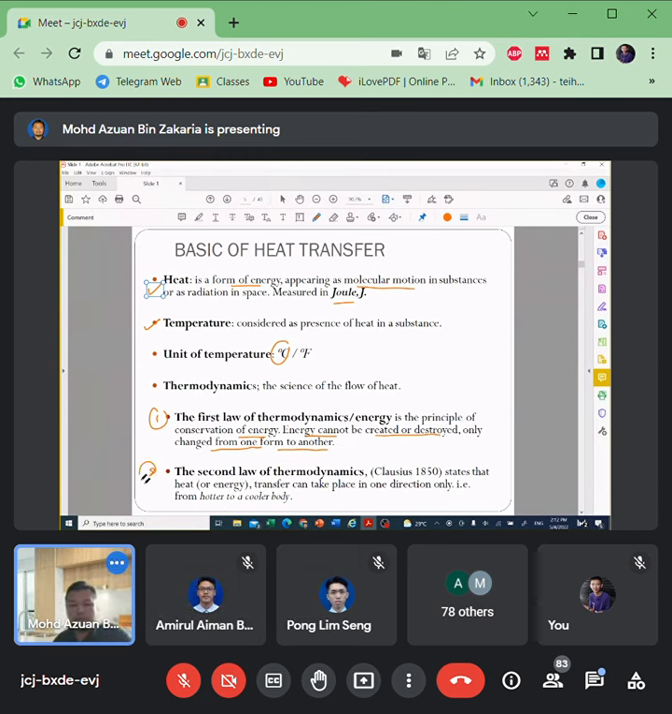Number two, the second law of thermodynamics: heat transfer can take place in only one direction, which is from a hotter to a cooler body. For example, if you have a steel rod and you add some heat at one edge, the heat will transfer from the hot place to the cold place. So there is only one direction of movement, and there will be no transfer from cold to hot.